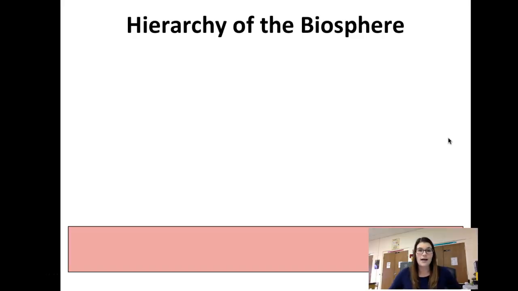All right, so then we're going to look at the hierarchy of the biosphere. The biosphere is all the ecosystems in the world, going from the ocean floor all the way up into things that live in the air above us in the atmosphere. There are different sections of that biosphere that we're going to break down, and a lot of these things are also part of your vocabulary words.